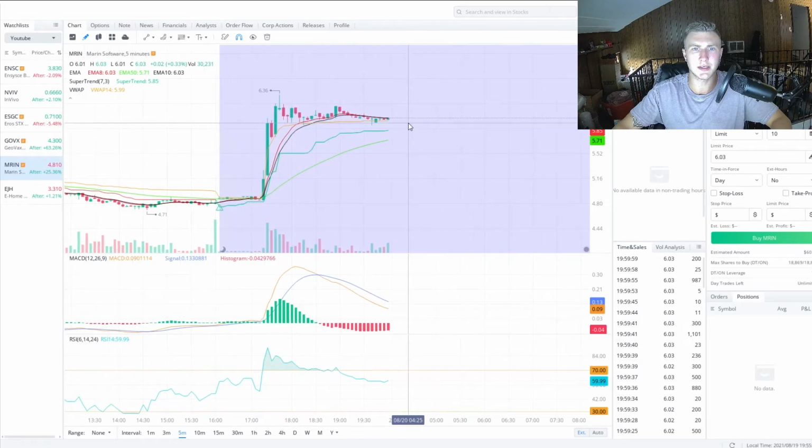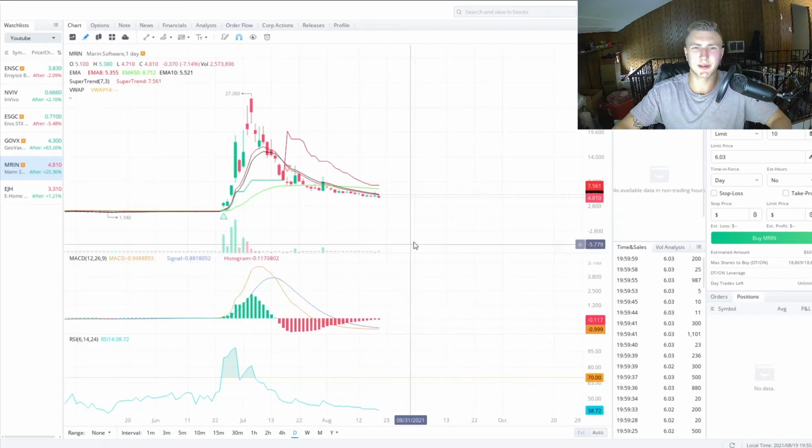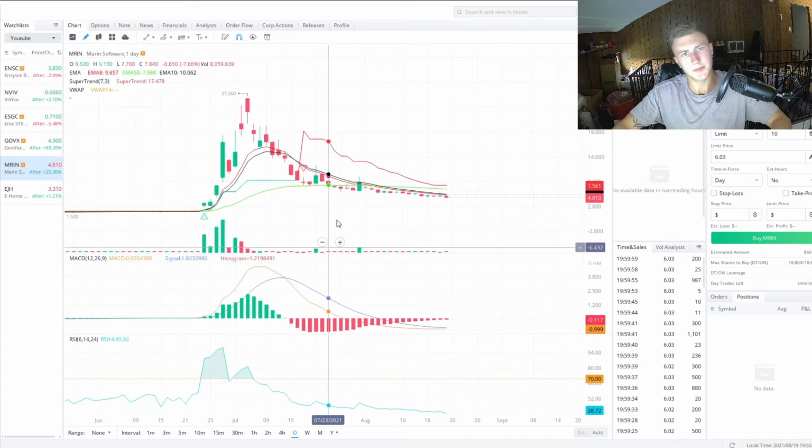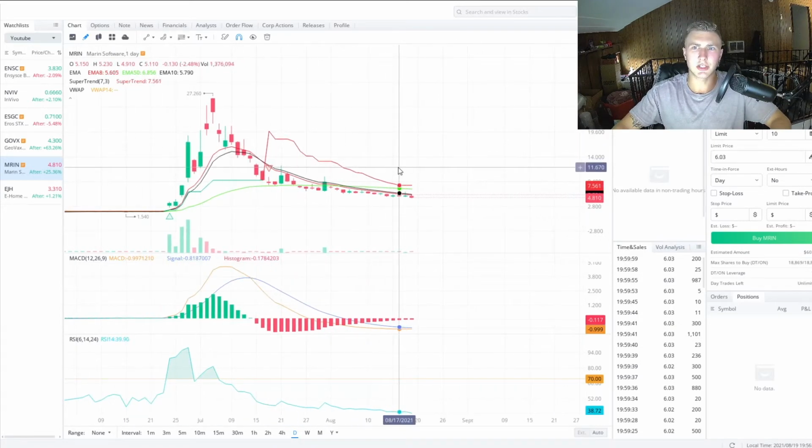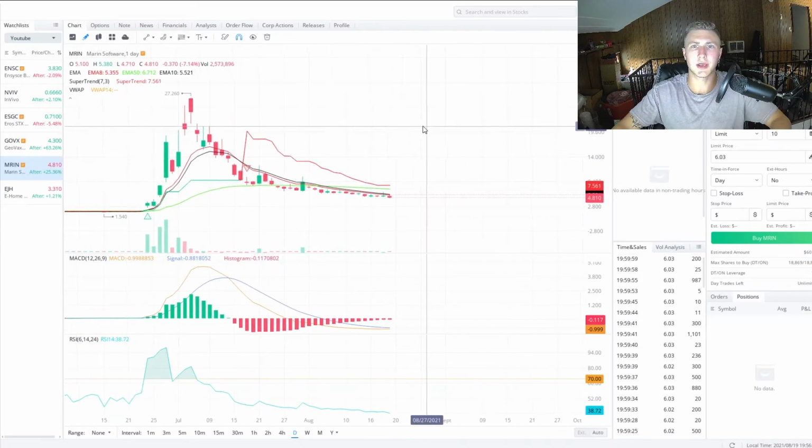Every dip got eaten up, and we've seen how far this has run in the past, so it's just kind of scary. Knowing this chart, I would just not short this one yet. I would make sure to reserve some and wait for tomorrow.